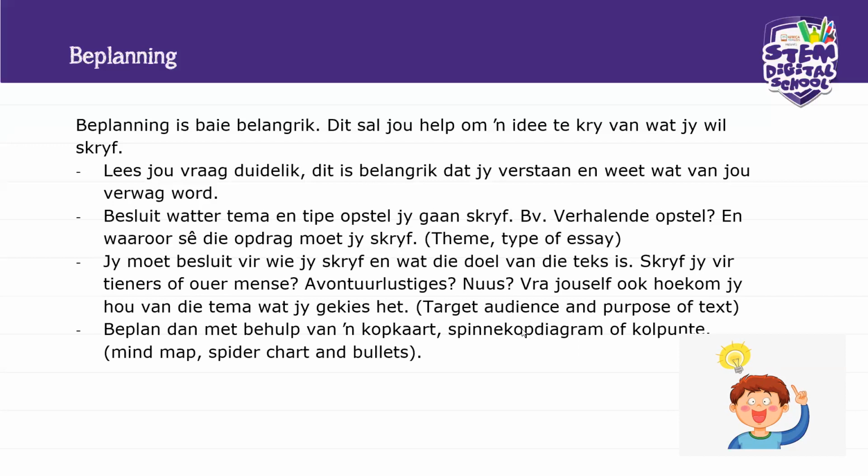Then a spinnekop diagram, which is a spider chart, and then koolpunter, which is bullet points. Okay, so that's ways of planning. And then, I said this to the other classes as well the other day.